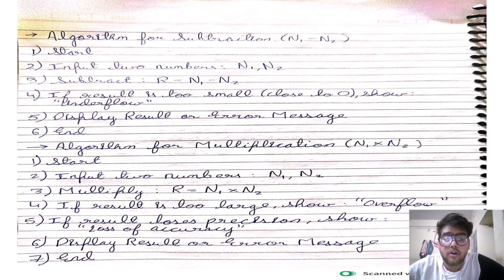Then we will see the algorithm for multiplication, n1 times n2. Start, input two numbers n1 and n2, multiply n1 and n2 and store it in the variable r. If the result is too large, show overflow. If the result loses precision, we will show loss of accuracy, and at the last we will display the result or error message and end.